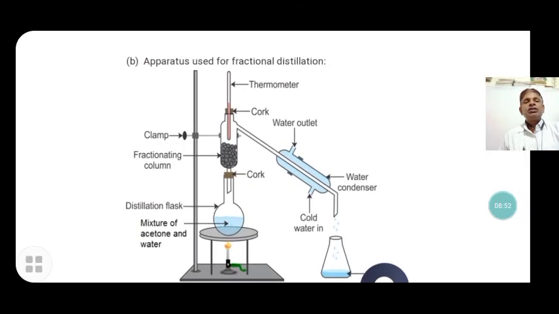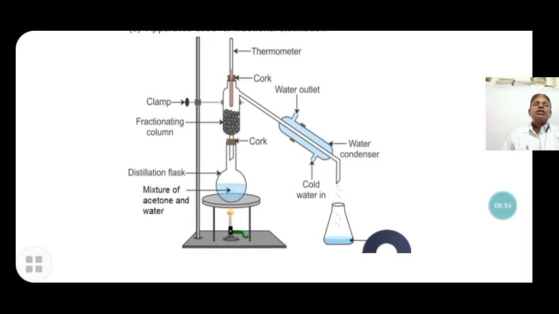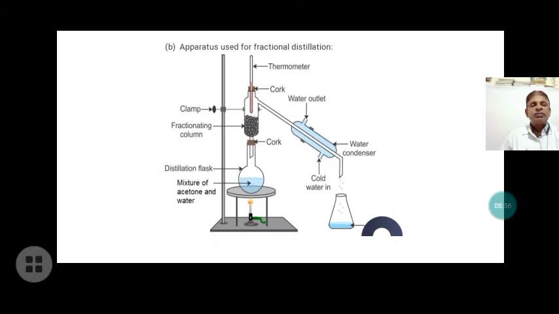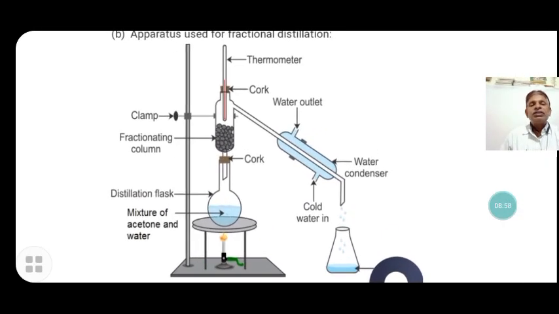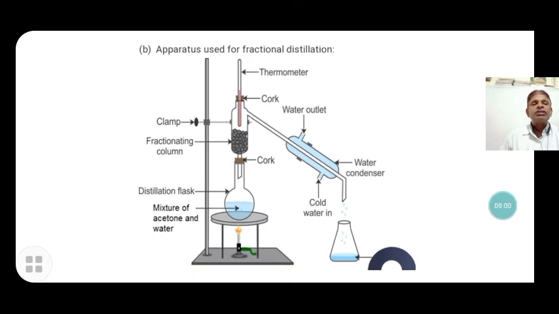Here is the schematic diagram of the fractional distillation apparatus. In this diagram, the apparatus used is the same as in the distillation process, but one special apparatus is used there, in which glass beads are used to expand the surface for condensation.